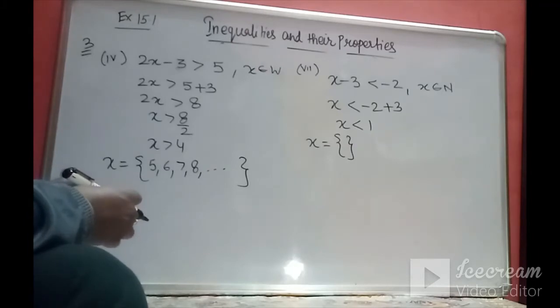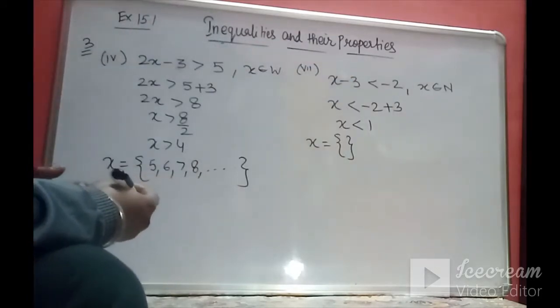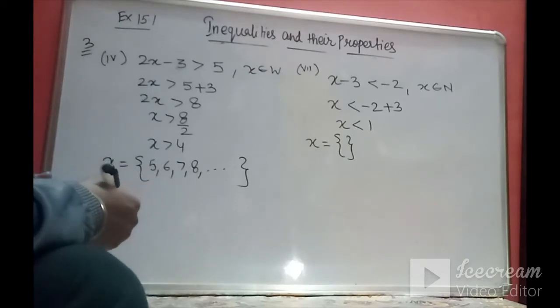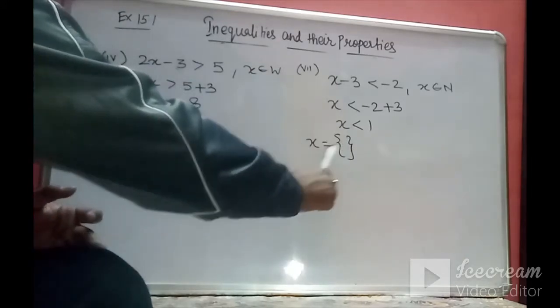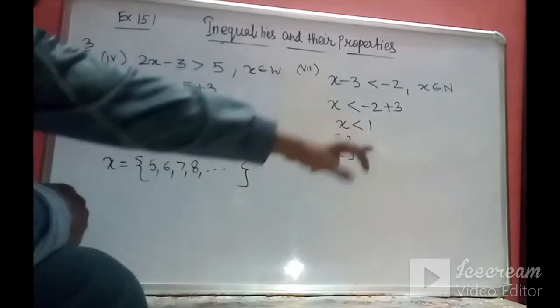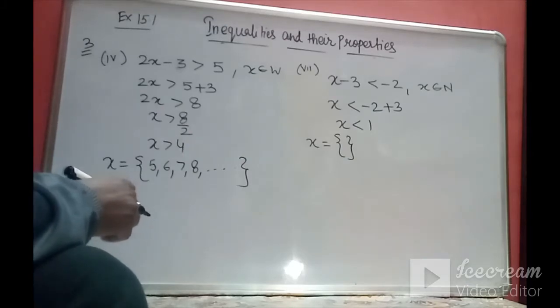So whenever you solve inequalities, the replacement set should be clearly identified and you have to write the proper elements. You cannot write 0 here because x belongs to natural numbers. If it had been x belongs to whole numbers, then you could write x equal to 0. So there is no natural number which is less than 1, and our solution set will be an empty set.